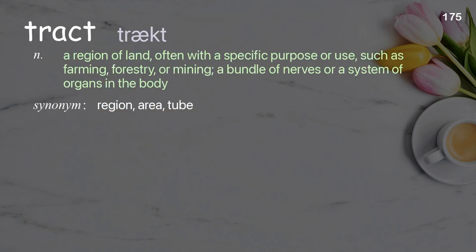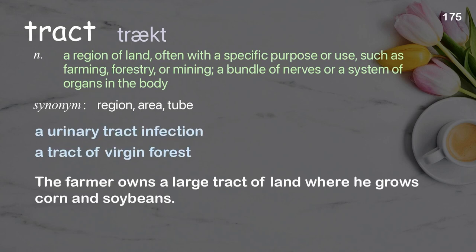Tract. A region of land, often with a specific purpose or use, such as farming, forestry, or mining, a bundle of nerves or a system of organs in the body. Examples. A urinary tract infection. A tract of virgin forest. The farmer owns a large tract of land where he grows corn and soybeans.